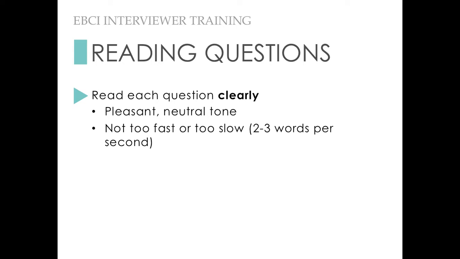Another point here is to not read too fast or too slow. The optimal speed is 2 to 3 words per second, which might feel slower than you talk, but it's important because respondents are just hearing you read something to them. They're not necessarily seeing it. They're hearing it for the first time. So it's important to give them a little bit of time to process what you're saying.